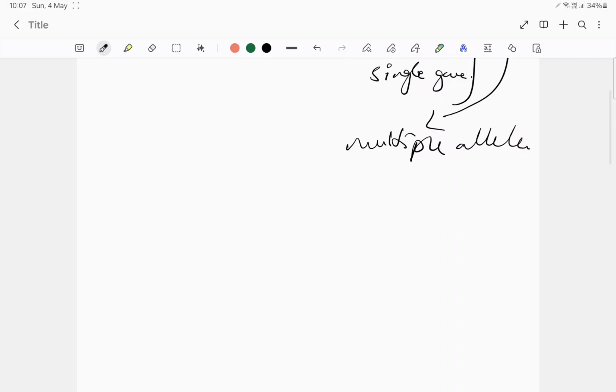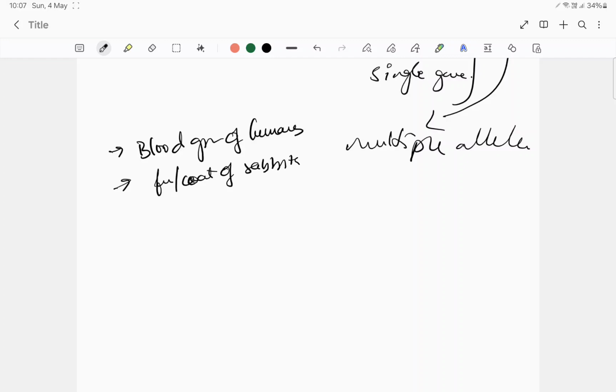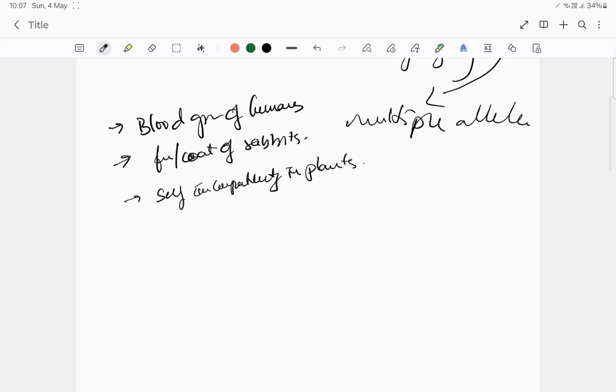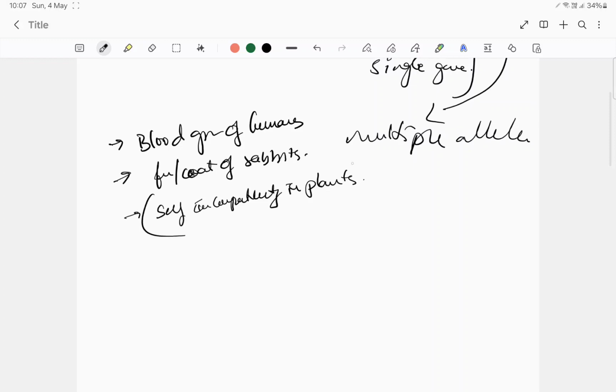What are the examples of multiple alleles? Blood group of humans. Second one is fur coat of rabbits. And third one is self incompatibility in plants. As we are plant breeders, we'll mainly focus on self incompatibility in plants. Before that, we'll take a glance at the first two also.